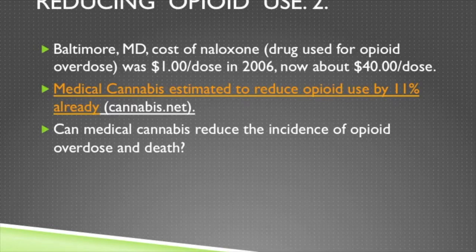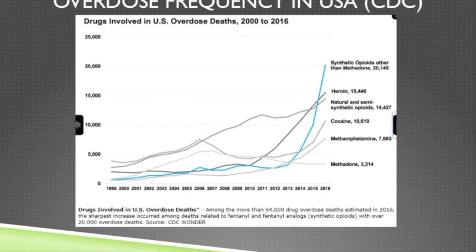An estimate I found, on an advocacy site called cannabis.net, is that opioid use would be reduced by 11% already by substituting cannabis. So one would expect that further use of cannabis could reduce the use of opioid drugs. Of course, there's a huge industry around opioid drugs that is going to say, wait a second, let's just support what it says in the federal law already. So a lot of it comes down to that.